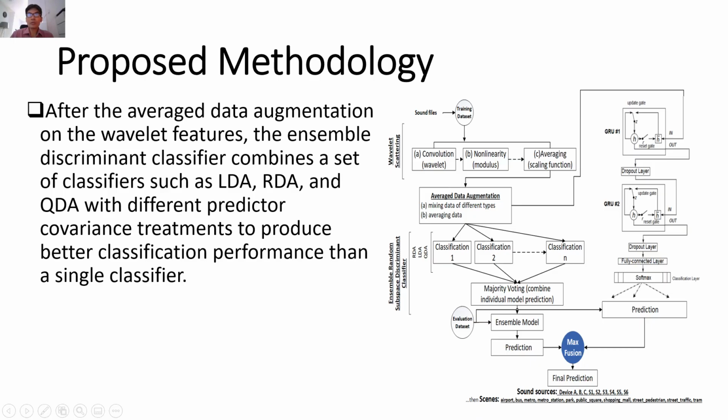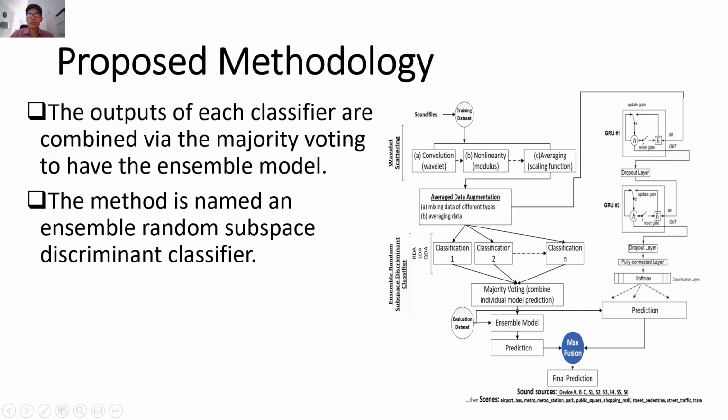Alright, and then if we look at this, the output of each classifier is combined via majority voting. An ensemble model means that a few different models are put together, and this we name as an ensemble random subspace discriminant classifier.